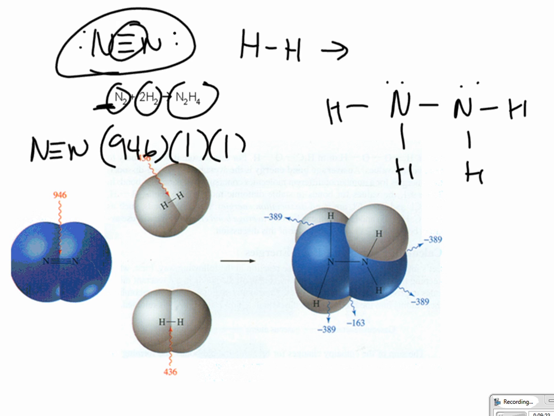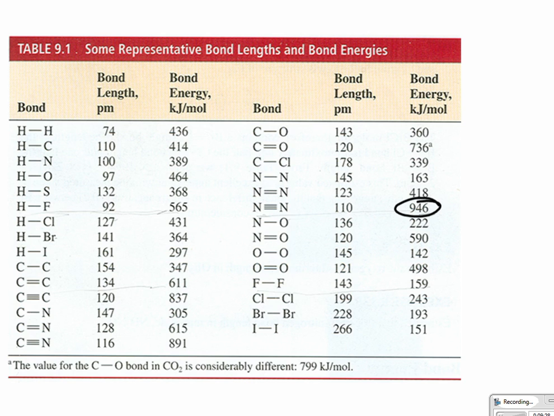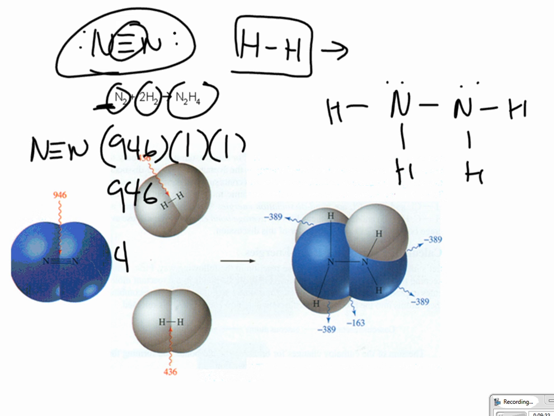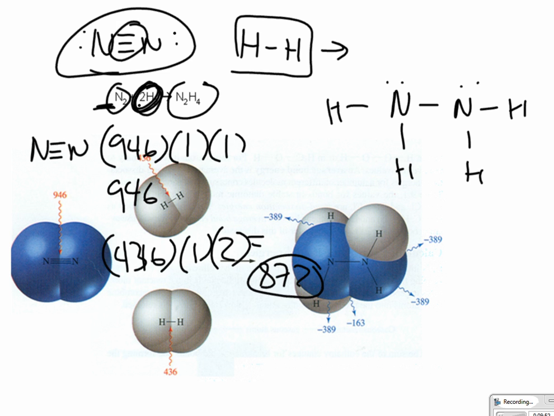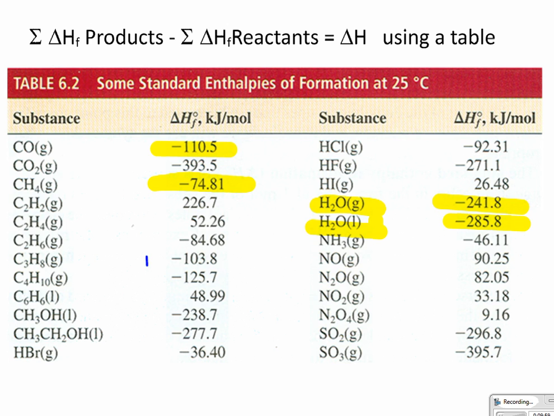If I went to do H2, the H-H single bond is going to be represented by 436. So then I go 436. There's one bond, but my stoichiometric coefficient on that is 2. So I'd multiply that by 2, and then you would end up with 872. And that would be all my reactants done now. So I'd add these together, do the exact same thing on the other side, and then subtract the two, and I find delta H.